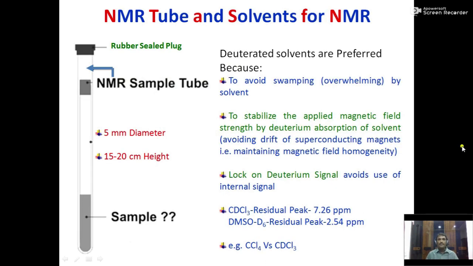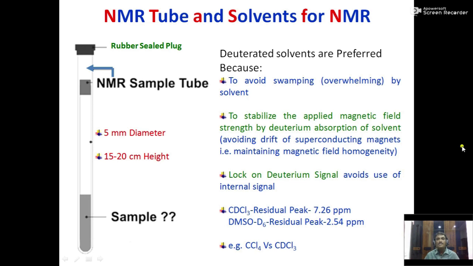Now we will see, one by one, the NMR tube and the solvents used in NMR. The NMR tube is available in different dimensions. Generally its diameter is 5 mm, and its length is 15 to 20 centimeters. You can see that it has a rubber sealed plug because we are spinning the sample. The sample is dissolved in a suitable solvent. CCl4 can be used. It does not have any proton, so it will not interfere in the proton NMR spectrum.